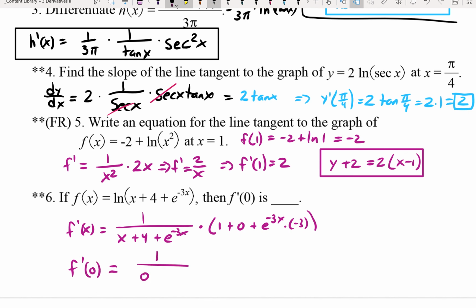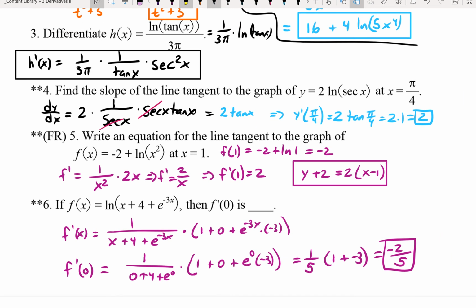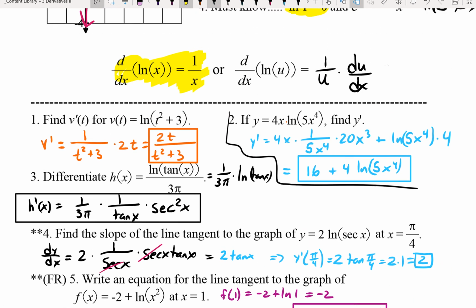1 over 0 plus 4 plus e to the 0 times 1 plus 0 plus e to the 0 times negative 3. E to the 0 is 1, so this is 1/5, 1/5, plus e to the 0 is 1, negative 3. That's a negative 2. Altogether, negative 2/5. So that is the derivative of the natural log function.